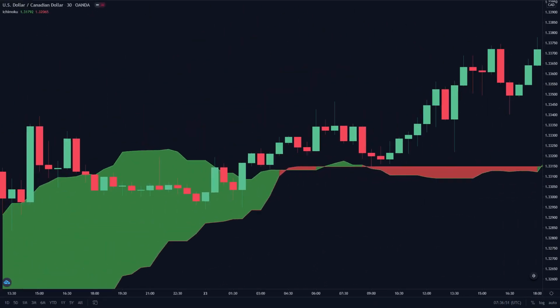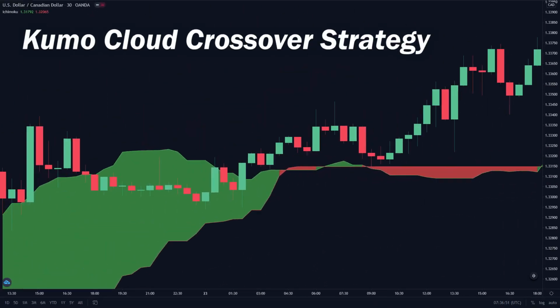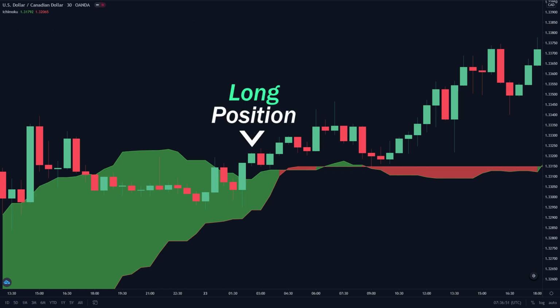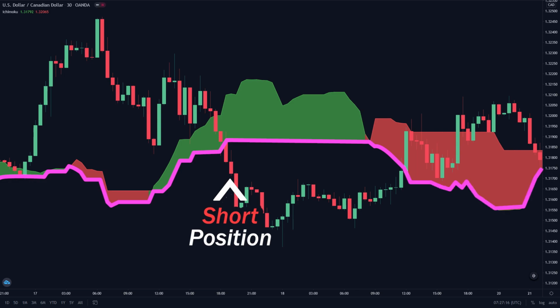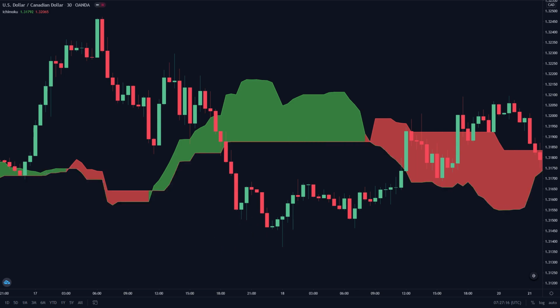The next strategy is called the Kumo Cloud crossover. So in this strategy, you simply take long positions if the price crosses above the clouds, and you take short positions if the price crosses below the clouds. The Kumo Cloud can also be used to combine with other indicators, and it can act as a baseline to see the overall trend direction.